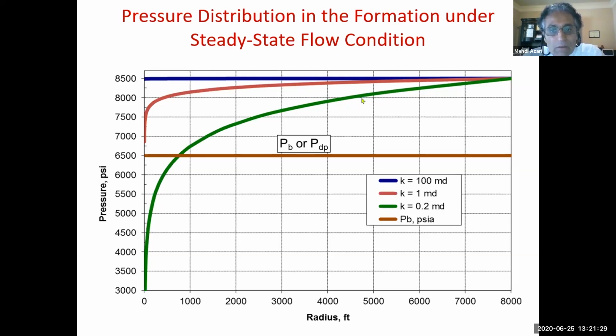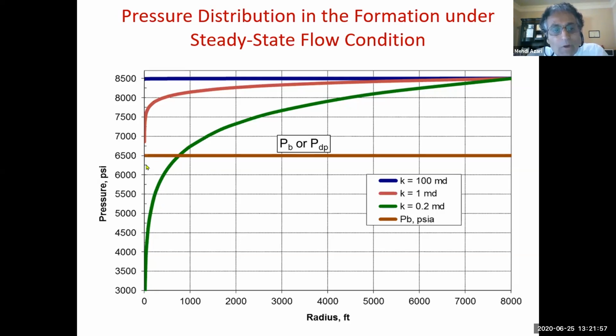For a 1 millidarcy formation is this reddish brownish curve. So you can see there's more pressure drop around the wellbore. As I said, as you're getting closer to the wellbore, the cross-sectional area gets smaller, so now your pressure drop increases. And then the green is a low permeability, like 0.2 millidarcy. You can see that right from the beginning, as it is producing 0.2 millidarcy, it causes a lot of friction, a lot of pressure drop, and drops the pressure to 3,000.